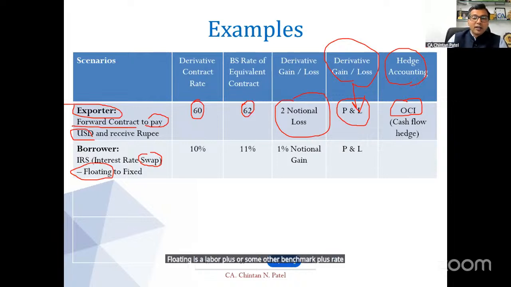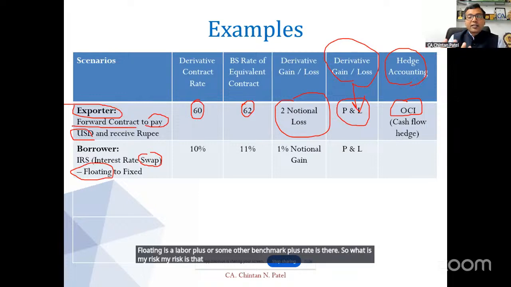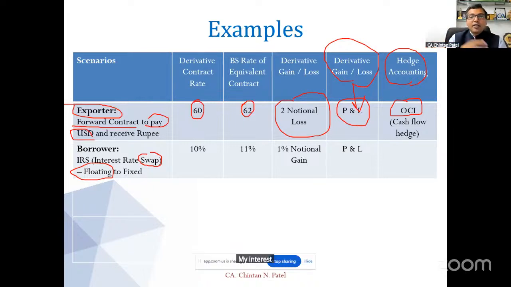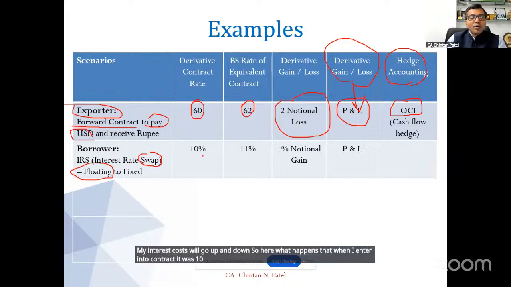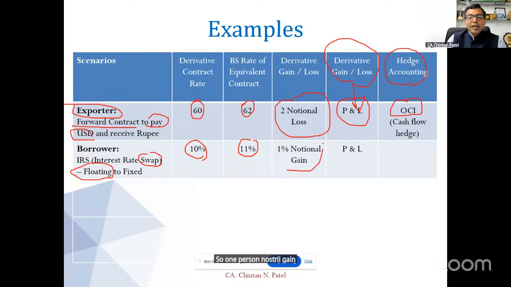So what is my risk? My risk is that the amount of interest to be paid is floating. I don't know what the interest cost will be tomorrow at LIBOR or some benchmark rate plus or minus. My interest cost will go up or down. So here, when I entered into the contract, it was 10%. On the balance sheet date, the interest rate increased to 11%. So there is a 1% notional gain. The derivative will always go to the P&L account.